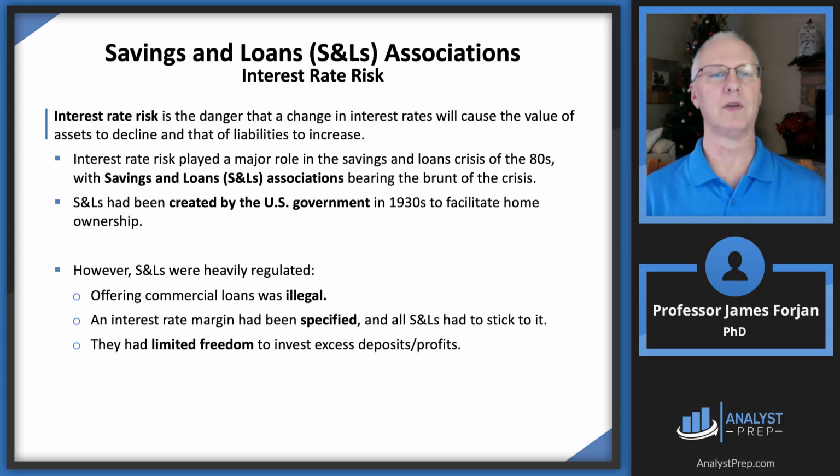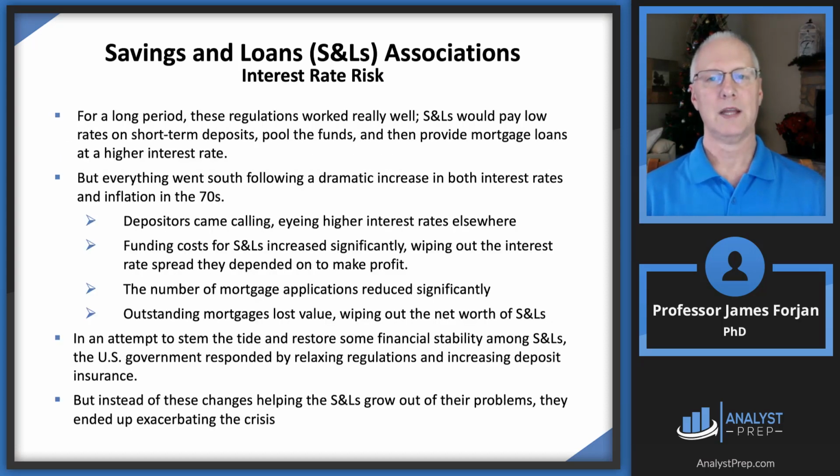Now, what that meant, in addition, was that these S&Ls had limited ability and hardly any freedom to invest any excess deposits or profits. Now, the cool thing about this from a historical perspective is that these regulations worked fairly well in the 1940s, let's figure after World War II, in the 1950s and the 1960s. And so what happened was that they were providing these mortgage loans to residential homeowners.